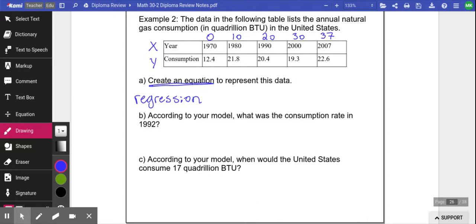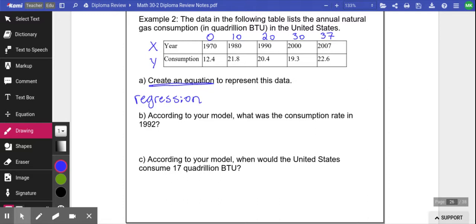You have to choose the right regression from that list. If the question tells you the regression to make, do what the question says, no matter what you feel about it. If it doesn't, for instance, this one just says create an equation. It doesn't say create a linear equation. Then I have to choose the right one.